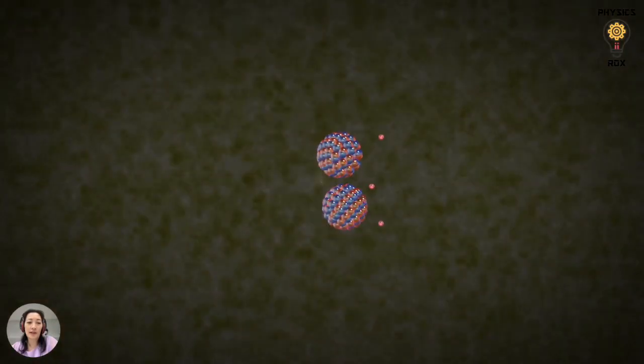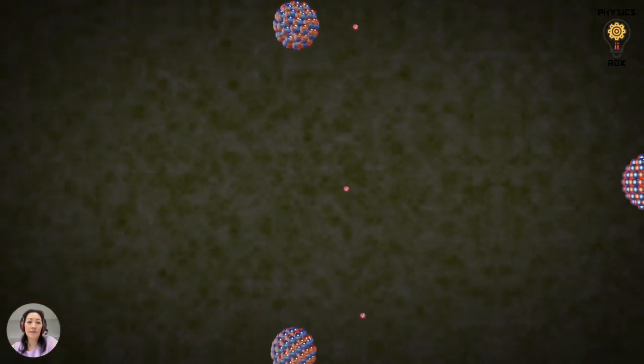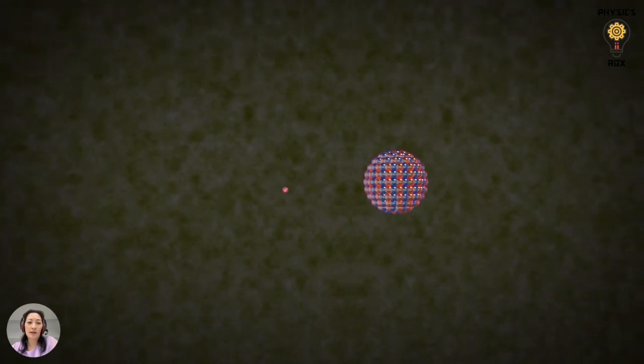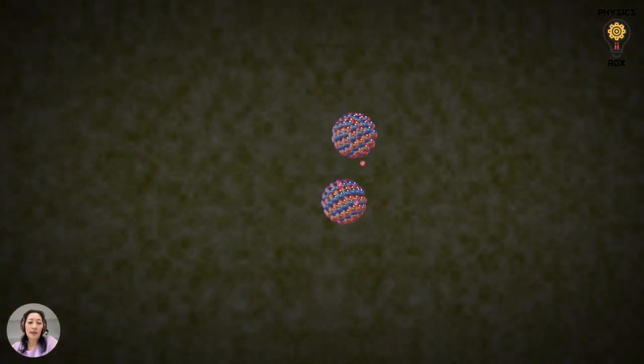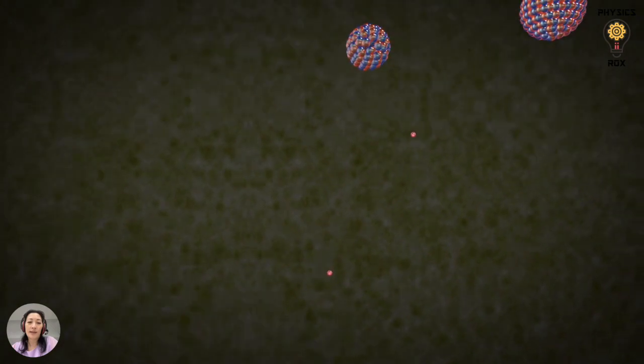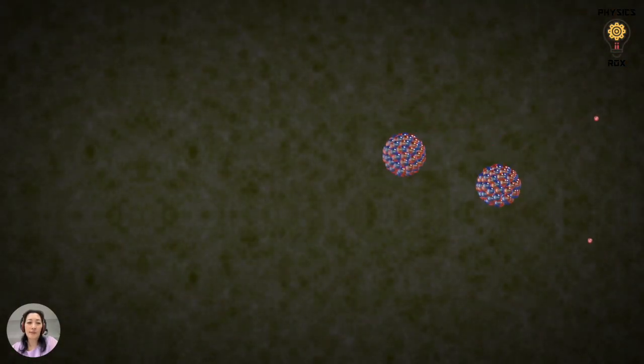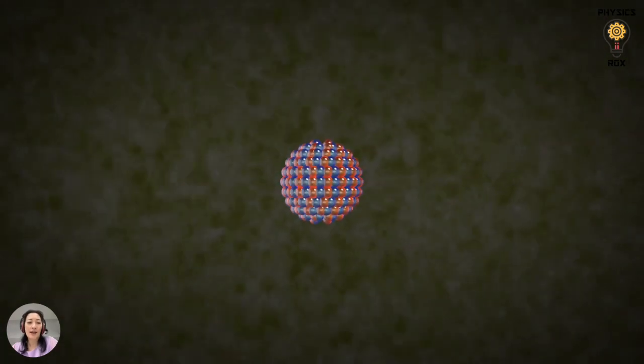So here's a large nucleus hit by a neutron that splits, and you've got the spare neutrons. Another neutron hits another uranium atom, again it splits, and then you've got another neutron striking another uranium atom, and so on and so forth.